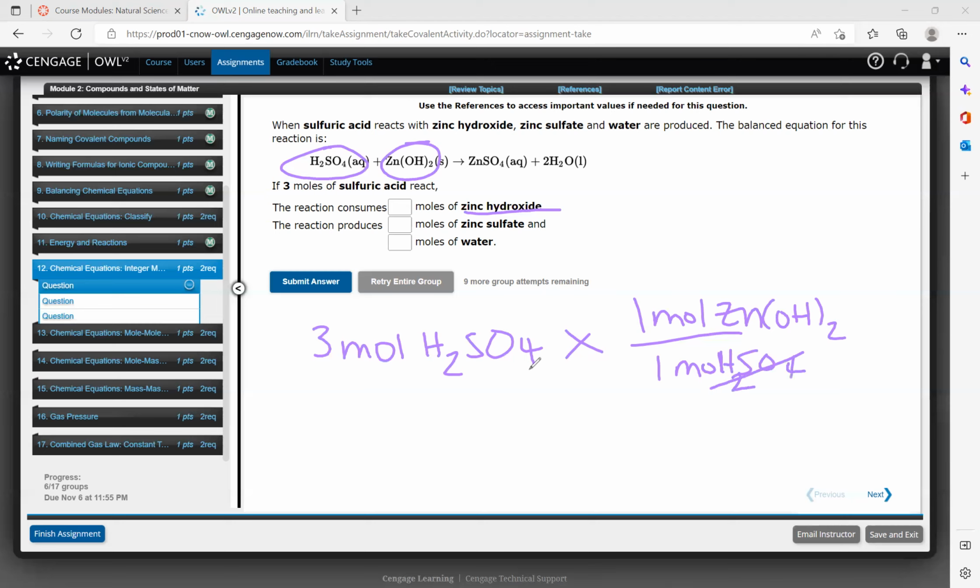H2SO4. That cancels out. So therefore, we're going to have 3 moles of zinc hydroxide. All right, for the next one, again, we're going to start with what we're given first, 3 moles H2SO4. And we're going to look at the balanced equation. For 1 mole of H2SO4, we have 1 mole of ZnSO4.